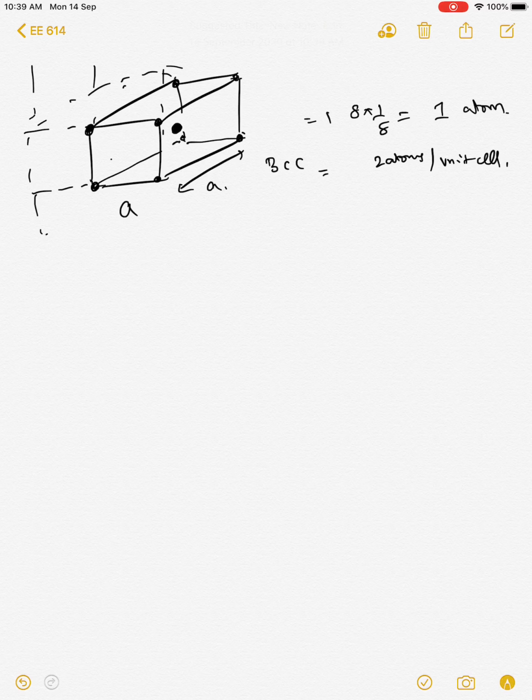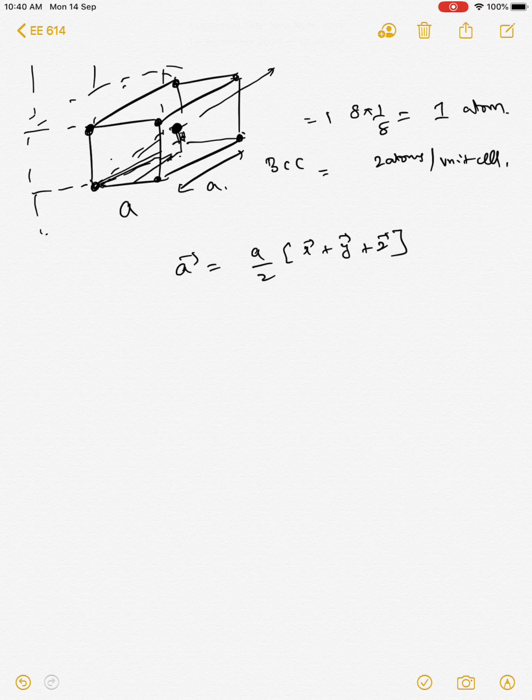So this atom at the body center can be described as, let us call this vector a, equal to a/2 (x + y + z). You take half the lattice step in each direction, and you will get this atom.